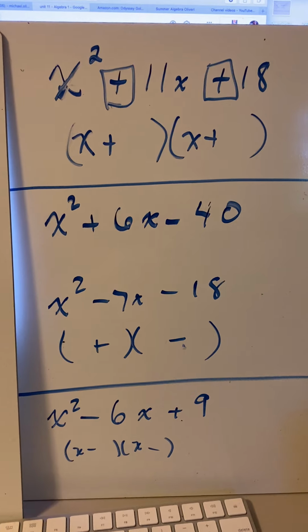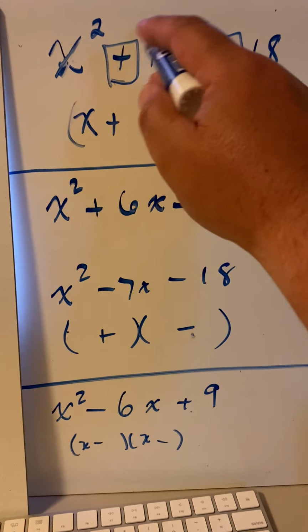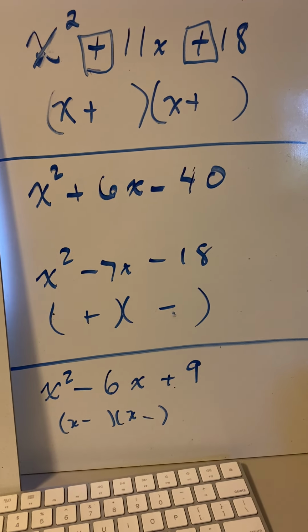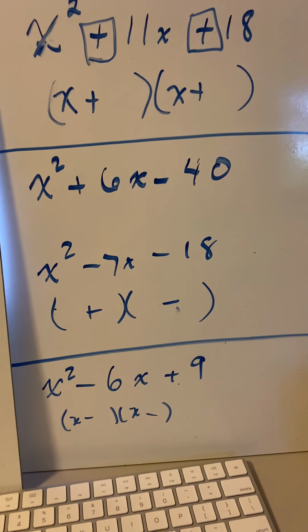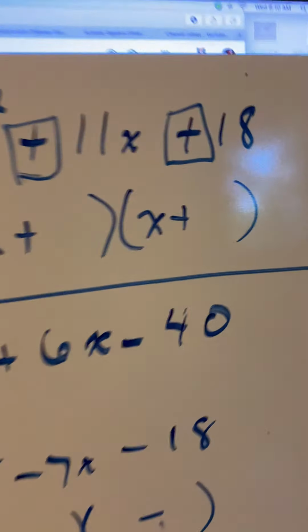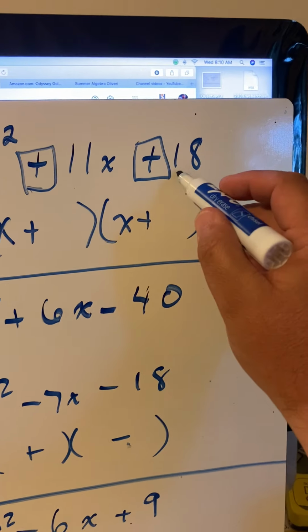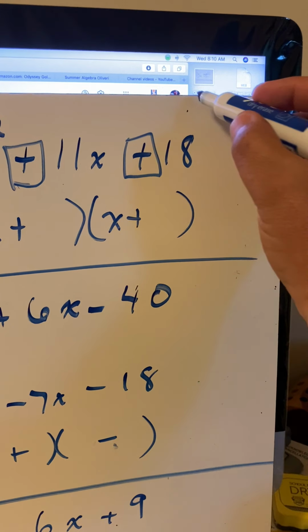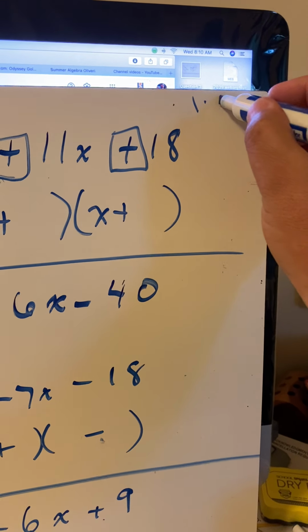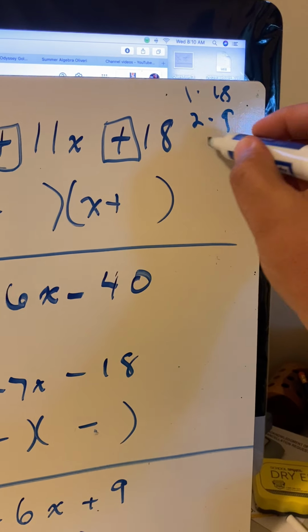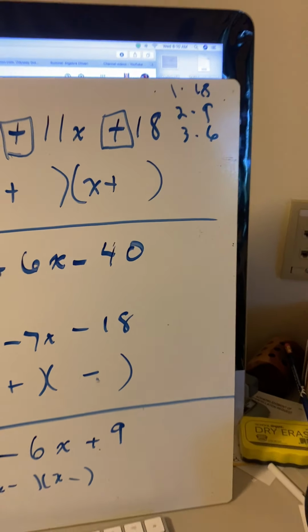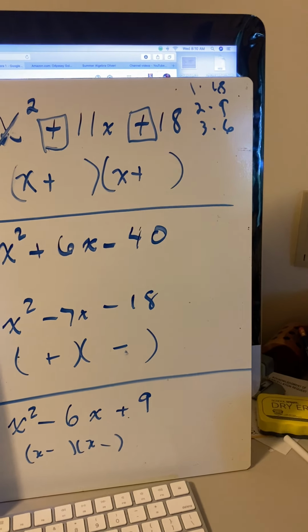This problem right here, I don't even worry about the 11 yet. You'll get good with this and just be able to look and know, oh, this is 9 and 2, okay? You'll get good just being able to look, but what you want to do is always go over to the last number and start doing the factors of it. 1 times 18, 2 times 9, 3 times 6. Those are the factors of 18.